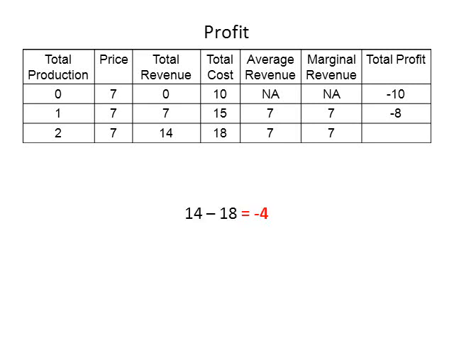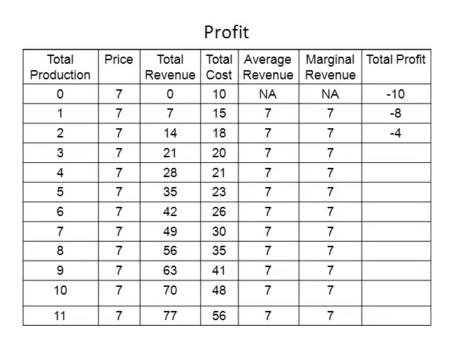After doing the calculation 14 minus 18, we get an answer of minus 4. Our firm continues to lose money. Next, transfer the profit for the total production of 2 goods into the third row of the table. In this case, we are going to put minus 4 into the total profit column. You might want to take a few minutes and pause the video and complete the table on your own. Here are the answers to the calculations.